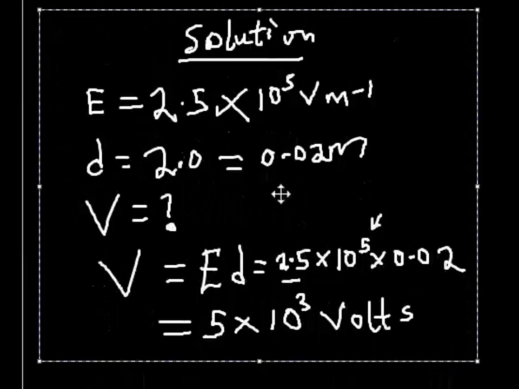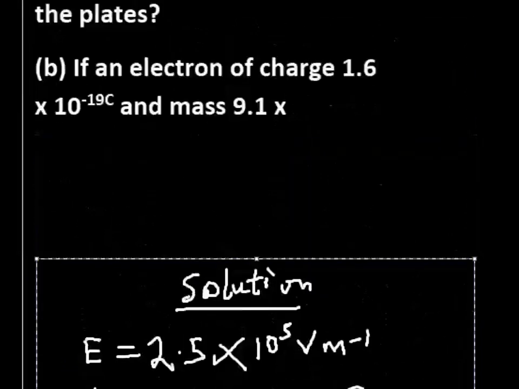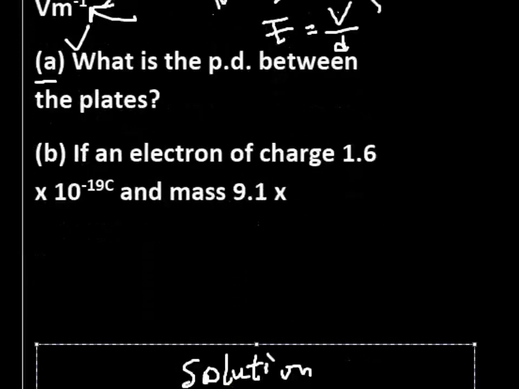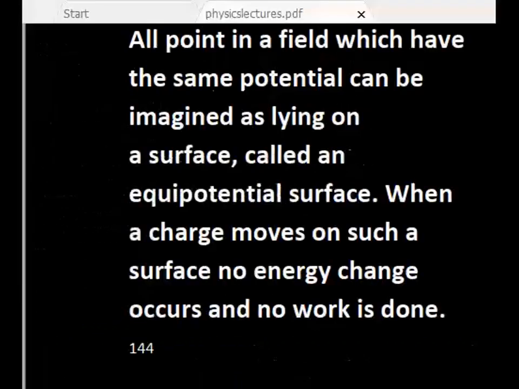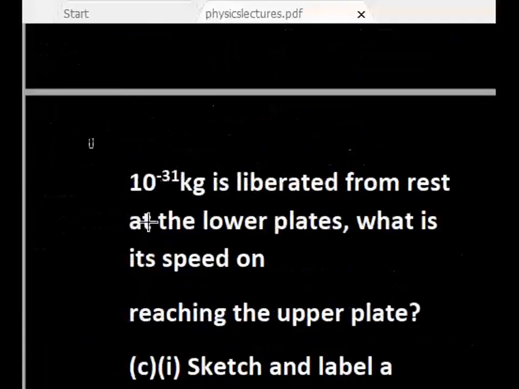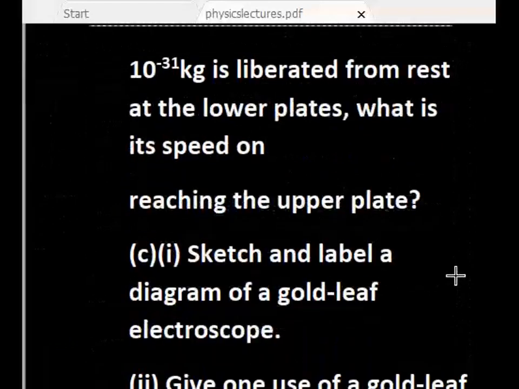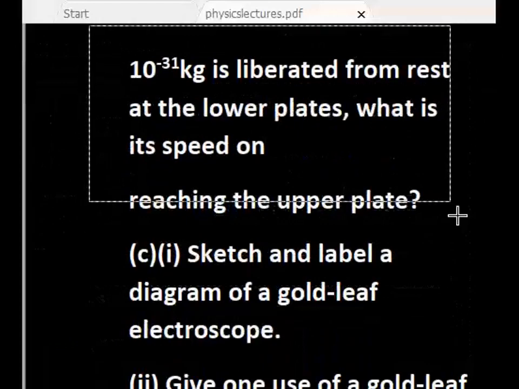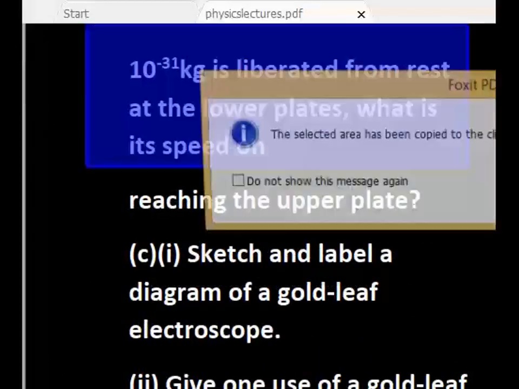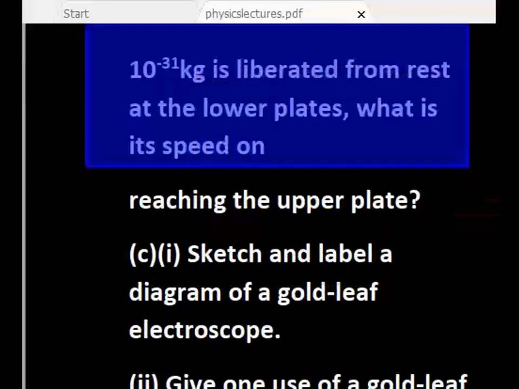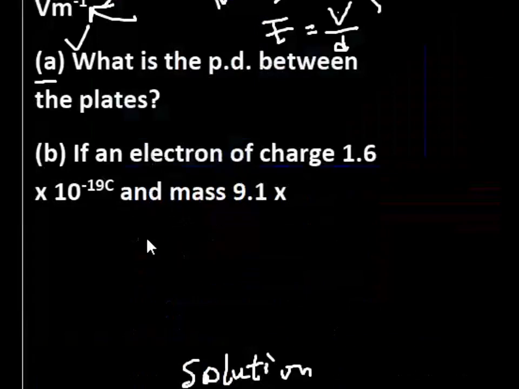So let's look at the second part. Of course, that's the second part of the question. The B part is not complete, so let me get the complete question. Here we go.